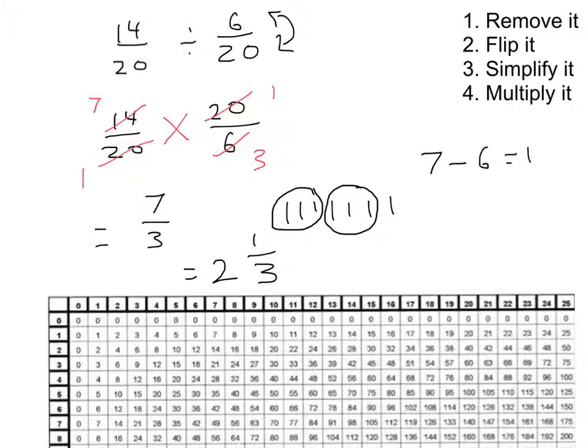So again, we want to find out how many groups of 3, what's the most groups of 3 that can go into the number 7. And as you can see in this example here, we've got 2 groups of 3. So the groups, if you can group them, that number will go on the outside as a whole number. And the remainder, that remainder will be the numerator, and the denominator will stay the same. So you should have 2 1/3 as your answer.